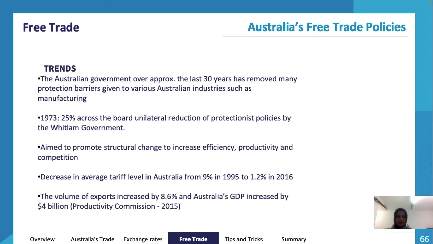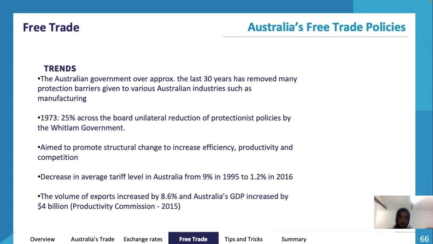In 1973, for example, there was a 25% across the board unilateral reduction of protectionist policies by the Whitlam government. It also aimed to promote structural change to increase efficiency, productivity, and competition. So that was something that was sort of encouraged during that time, and something that is still relevant today with globalization and free trade very prominent in the makeup and the structure of today's economy.